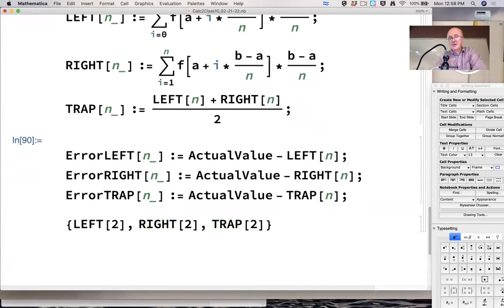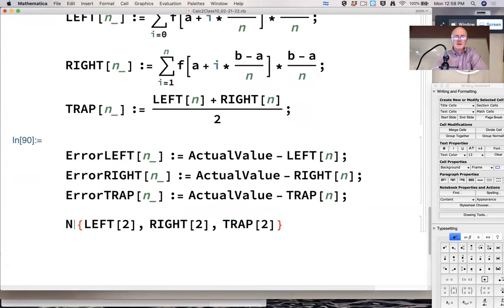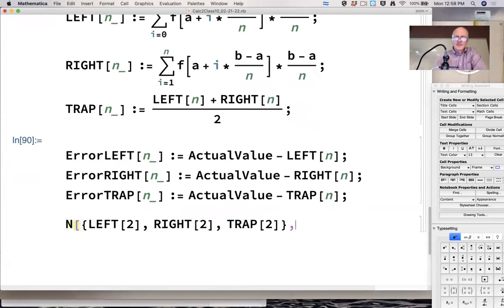And to approximate all these to a certain number of decimal places, I'll use the capital N as well. You could have just done a / capital N at the end. I'm going to go ahead and put, let's just say 10 significant digits in here. Not too many. Not 20.